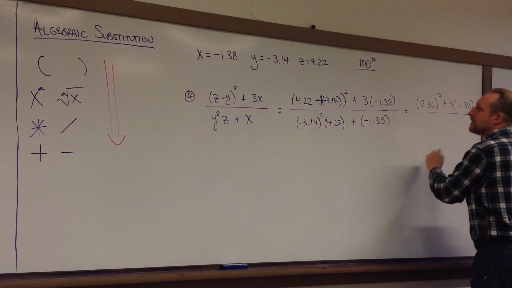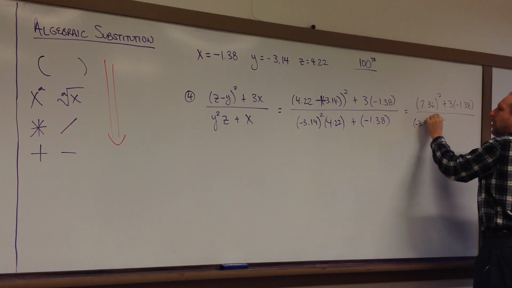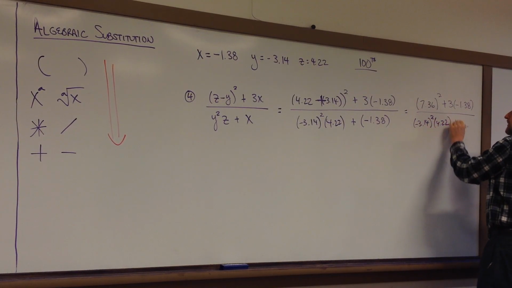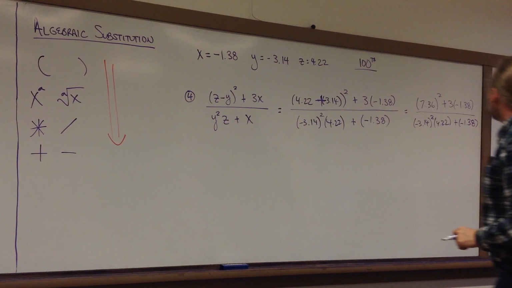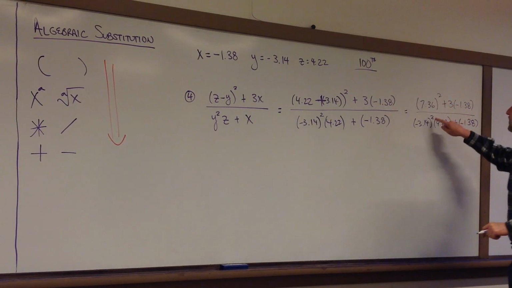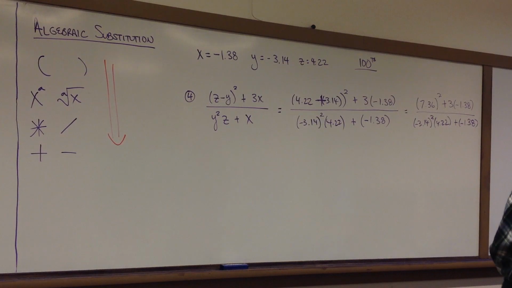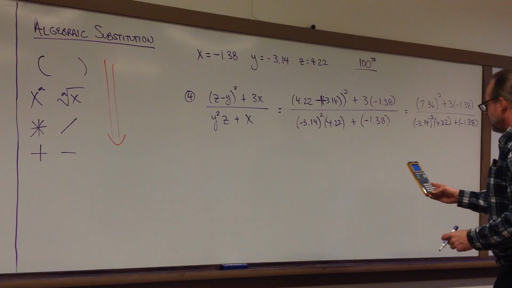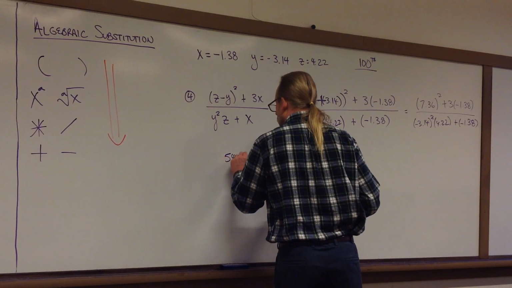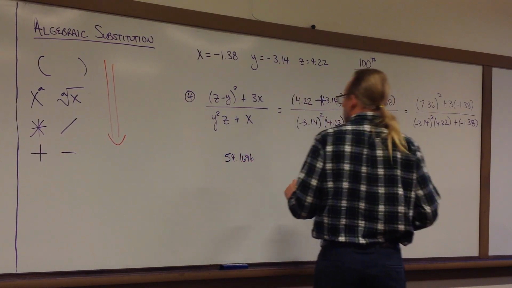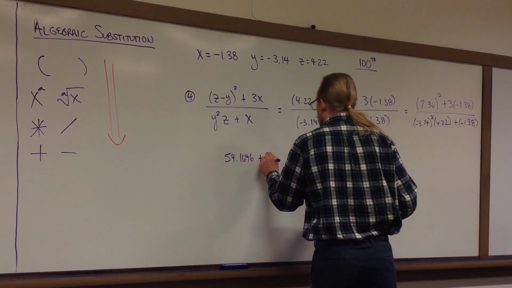Just write everything down here. Everything else in the parentheses is already simplified. Okay, so now I'm going to do these exponents on the top and on the bottom. Let's see what we get here. 7.36 squared. Okay. Let's see, what do we get? 54.1696, I'll call it. 54.1696. And let's see, I'll leave that alone.